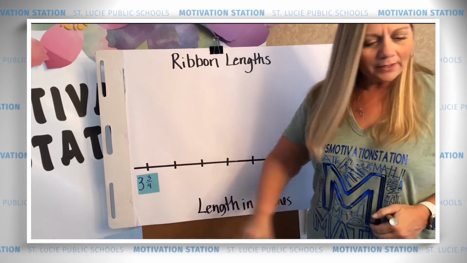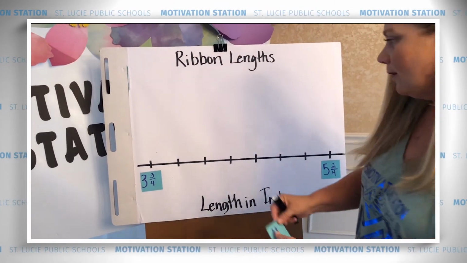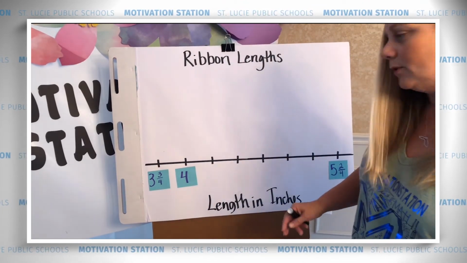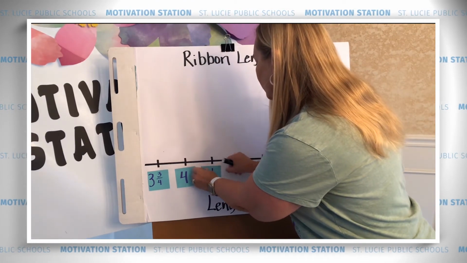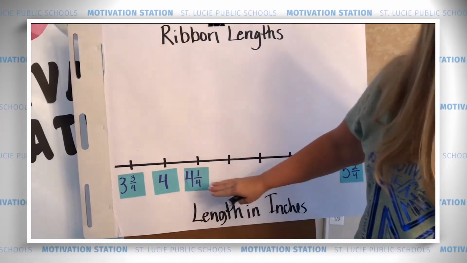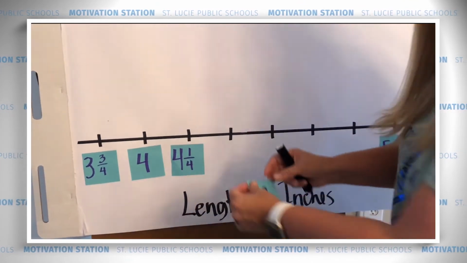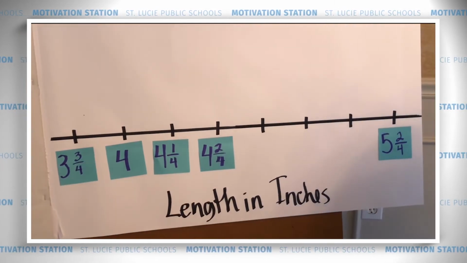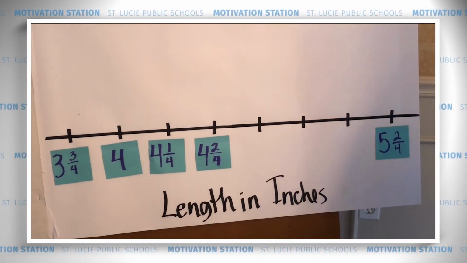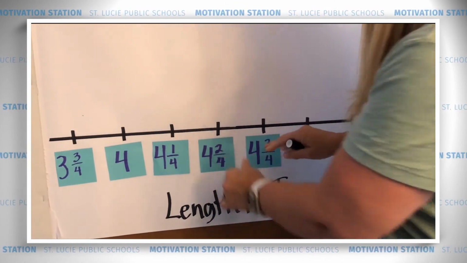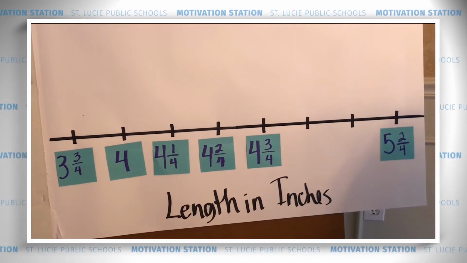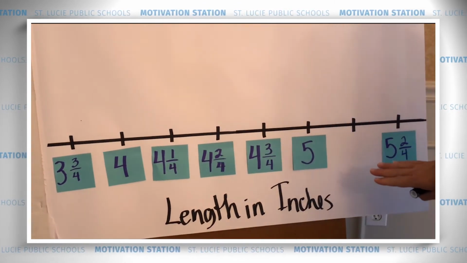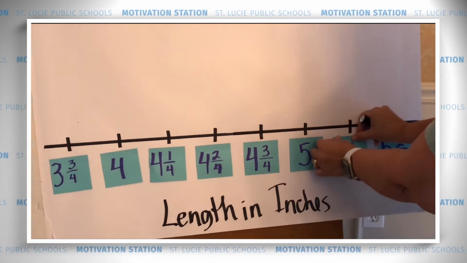So all the measurements that we put on will be in inches. So after 3 3/4 inches will come 4 inches. And then after 4 inches will come 4 1/4 inches. And after 4 1/4 inches will be 4 2/4. So it's kind of like its own ruler. It's just a part of the ruler. After 4 2/4 inches, we'll have 4 3/4. Then after that comes the whole number 5 inches. And then 5 1/4, and then we already have 5 2/4.